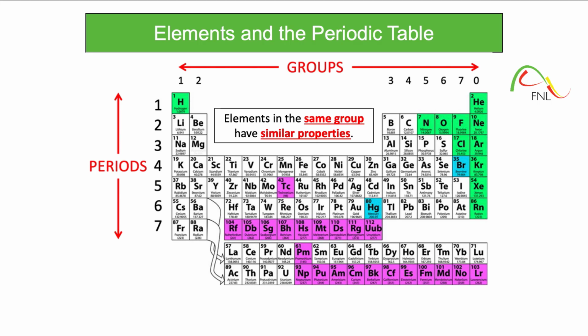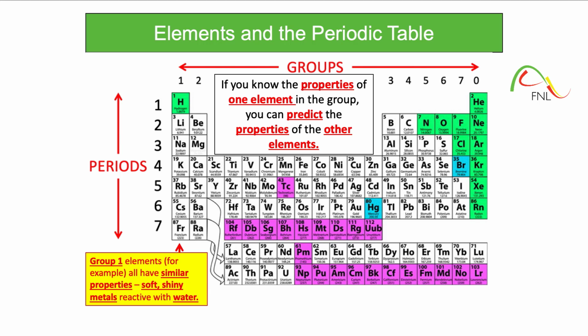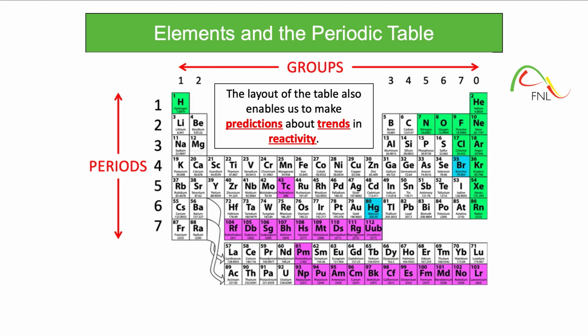Elements in the same group have similar properties. So we can think about that in terms of properties of one element in the group. You can then predict properties of all the other elements. Group 1 elements, for example, all have similar properties. They are soft, shiny metals, and they all react with water.